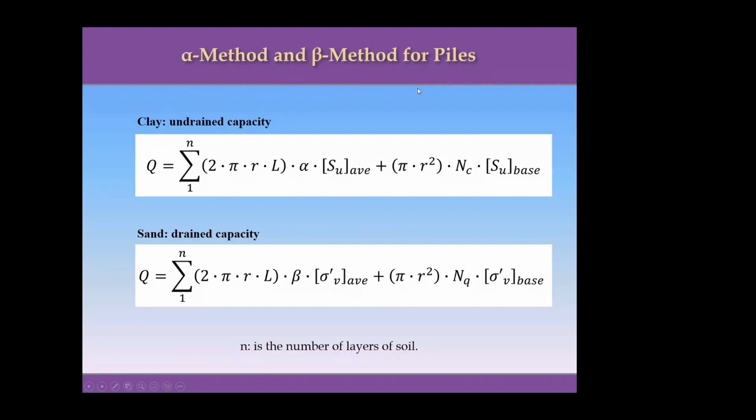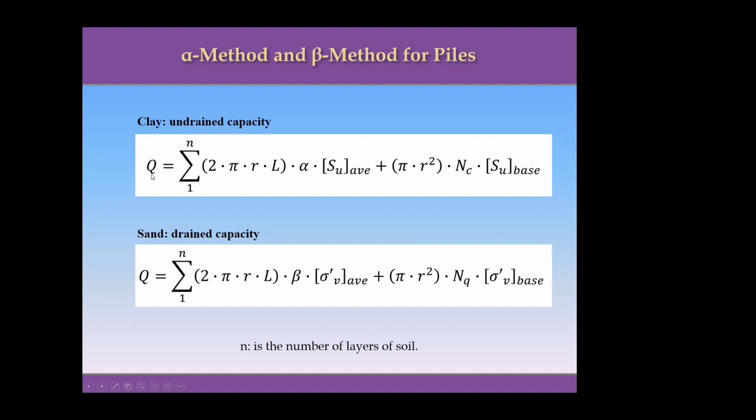So basically, we are going to study only two methods. There are more methods to design and to check the capacity of the piles, but we're going to use these two simple methods that are called the alpha method and the beta method. And as you can see on the screen, the shape of the two equations to define the capacity of the pile are very similar because the concept is exactly the same, as we are going to see in a minute. Two cases are distinguished in here: the clay undrained capacity and the sand drained capacity.